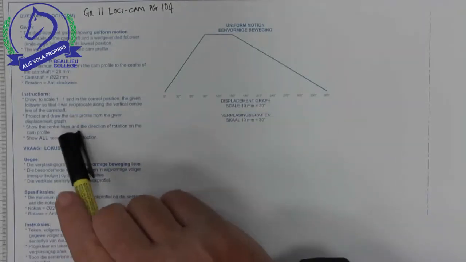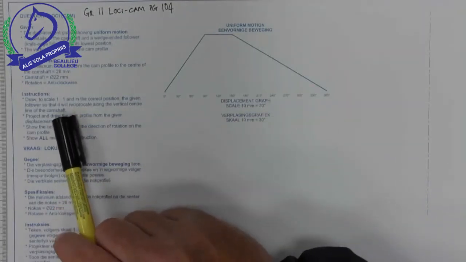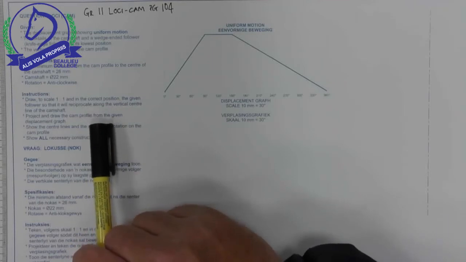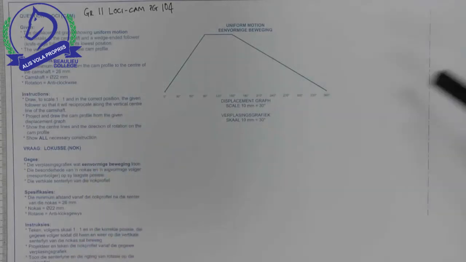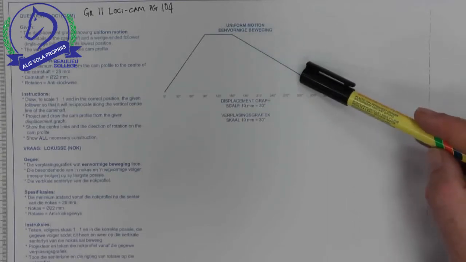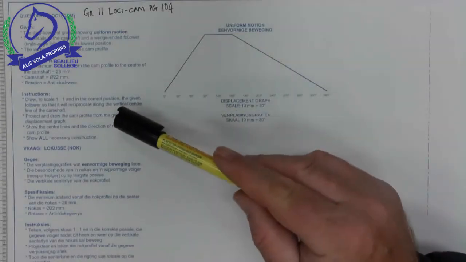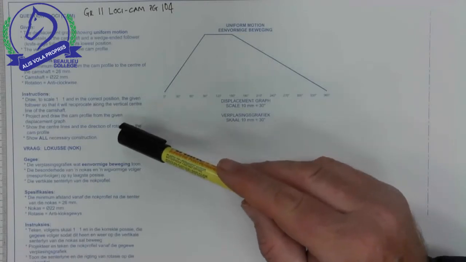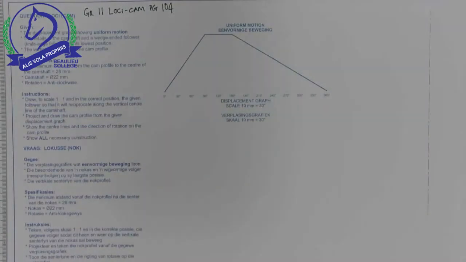What they want you to do is draw to a scale of 1 to 1 in the correct position the given follower, so that it will reciprocate along the vertical center line. So the center line. Project and draw the cam profile from the given displacement graph, so we must plot these points. Show the center lines and the direction of rotation of the cam profile. Show all the necessary construction.